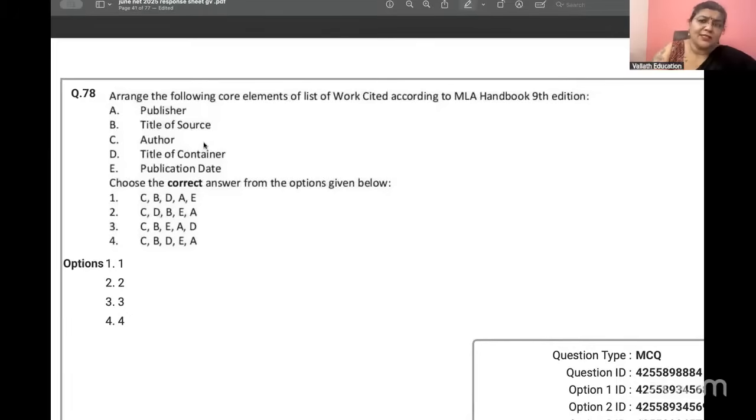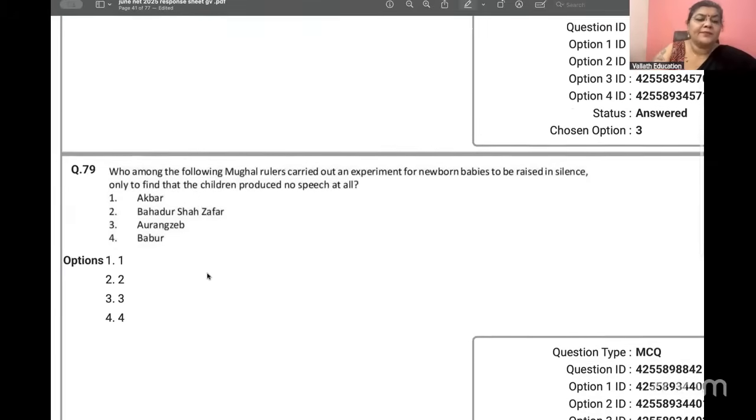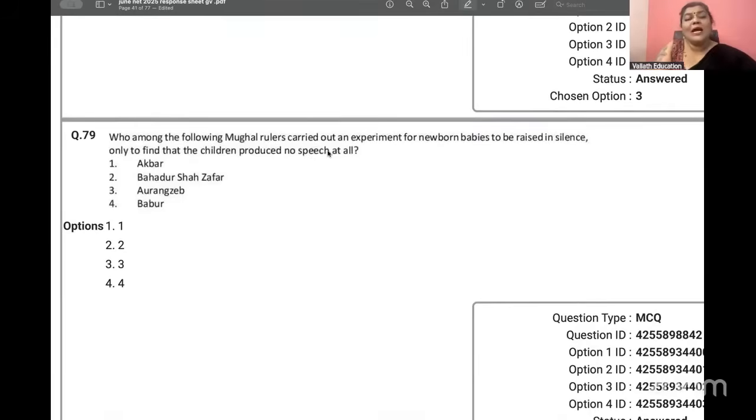Now, this is stupid easy. Who doesn't know this? First author, then title of source, then title of container. What is title of container? The book that contains the source. If there is an article, then the article is the source. Title of container is the title of the book. Whereas if there is only a book, then that is the source. Then after that, a publisher and then publication date. Easy.